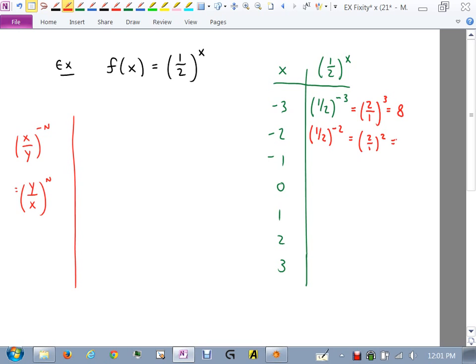2 to the 2, which is 4. The next one would be just 2. And then what's anything to the 0? 1. Well, I say anything to the 0.